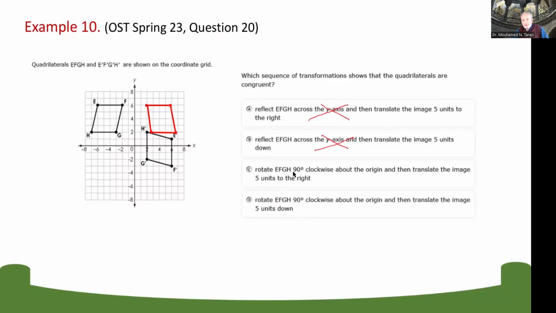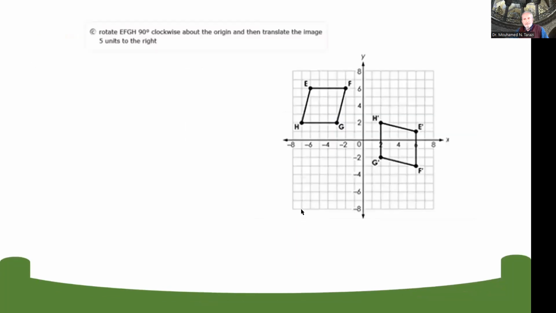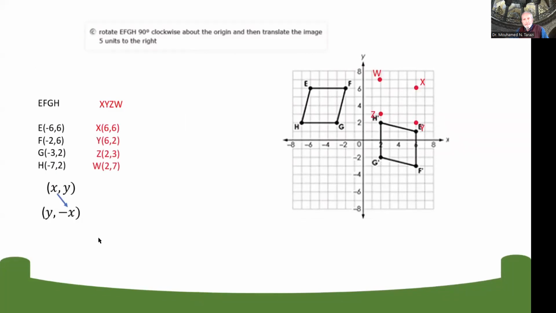And you see that both of them rotate 90 degrees clockwise, but one translates 5 units to the right, and one translates 5 units down. So let's see what happens now. We're going to rotate 90 degrees clockwise. This is going to be here for sure, and it's clockwise. Coordinates of E, F, G, H. The rule, again, we are going to the right, only x changes sign. You found this? All right, that is promising here.